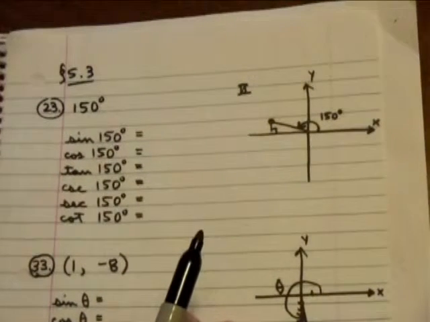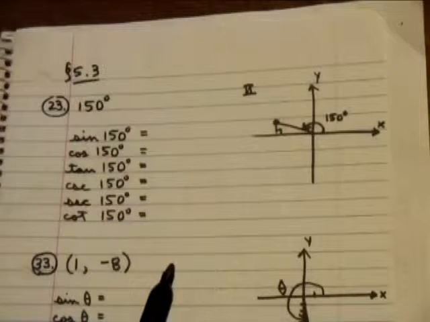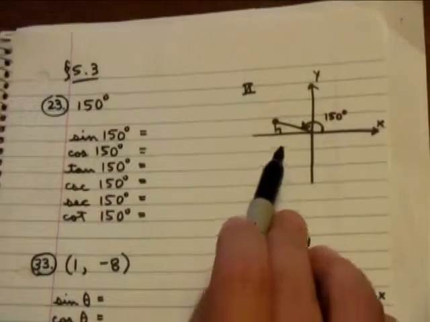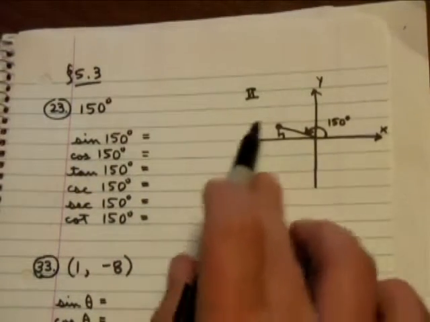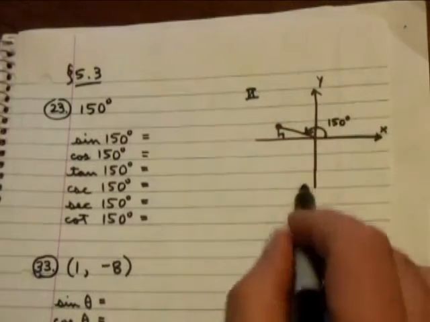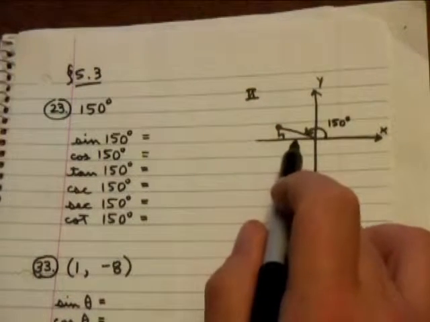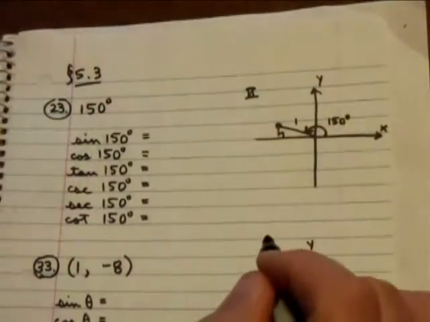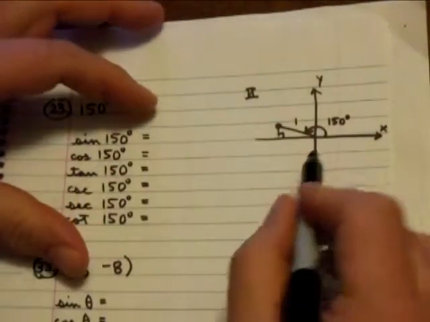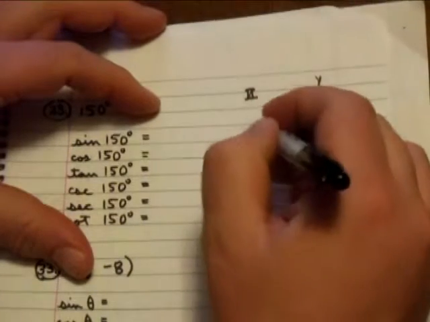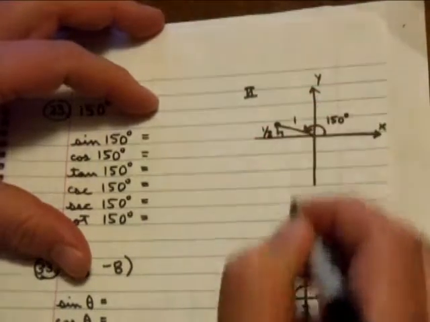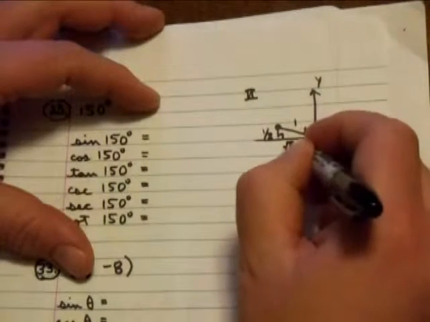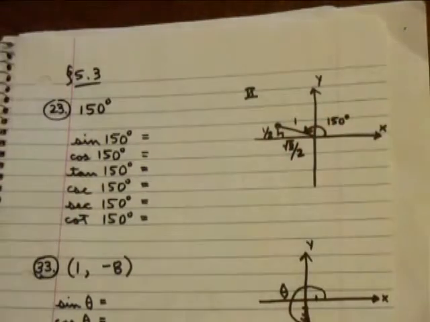And if you remember your special triangles from section 5.2 earlier in this chapter, you'll remember how to figure out the sides of this triangle. We know that it is a 30, 60, 90 triangle, and the radius is 1. So when the radius is 1 of a 30, 60, 90 triangle, we know that the shortest side has a length of 1/2, and the longest leg has a length of square root 3 over 2.